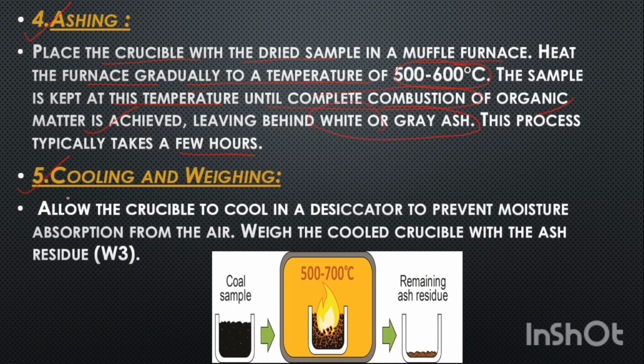Next is the cooling and weighing. Allow the crucible to cool in a desiccator to prevent moisture absorption from the air. Weigh the cooled crucible with the ash residue, which is taken as W3.